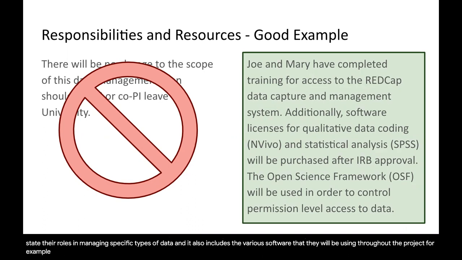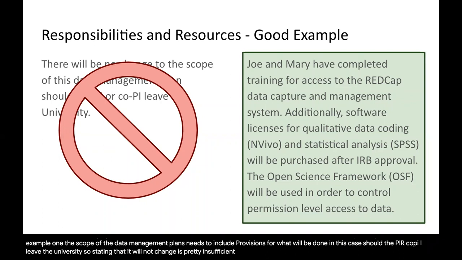For example 1, the scope of the data management plan needs to include provisions for what will be done in this case should the PI or co-PI leave the university. So stating that it will not change is pretty insufficient.